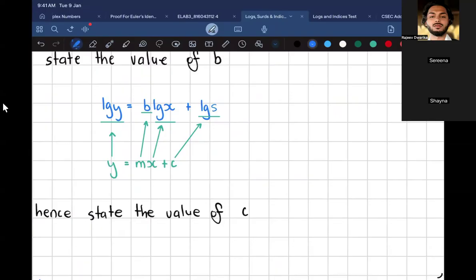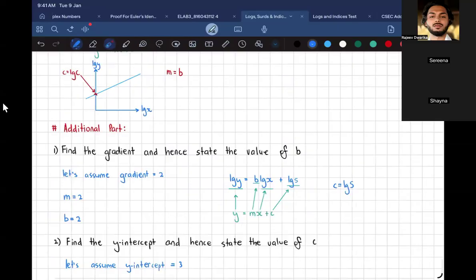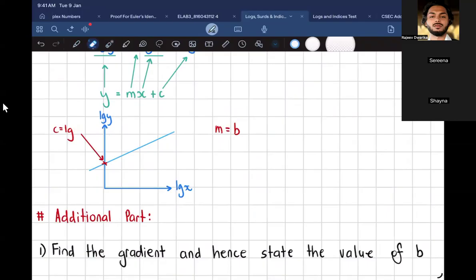So Shina, C is actually equal to log S, right? Yes, sir. Great. So when I find the y-intercept, would that give me the value for S or would it give me log S? When I read off the y-intercept, is it going to give me what S is? No.